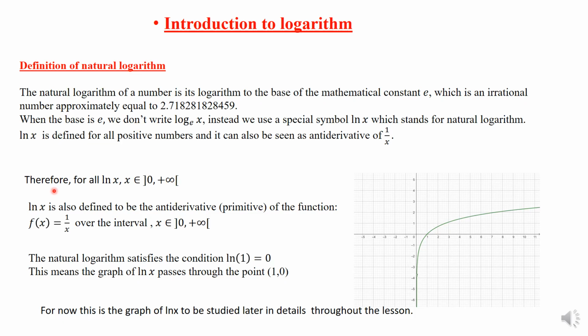Its domain of definition is positive numbers, x belongs to 0 plus infinity, and also it can be seen as the antiderivative of 1 over x. Now, ln x is the antiderivative of 1 over x defined over 0 plus infinity. The logarithm satisfies the condition ln 1 is 0. It passes through the point (1, 0), as you can see in the graph of logarithm. We will study it later in a detailed way throughout the lesson.